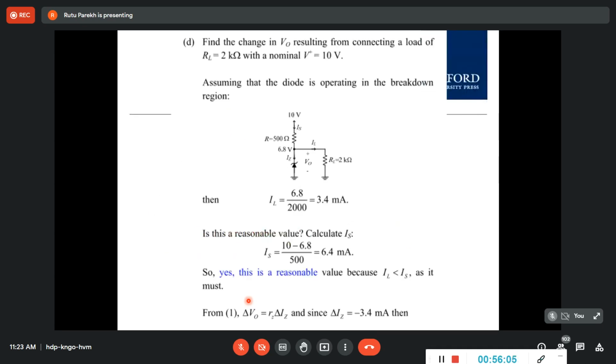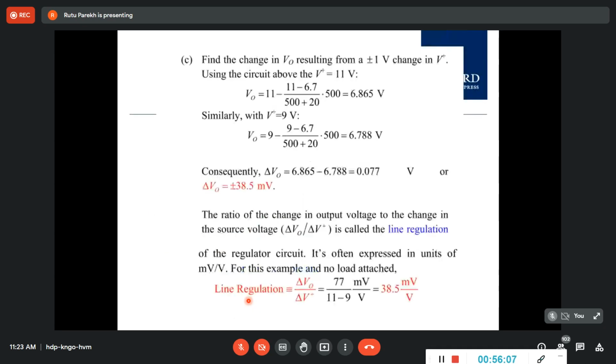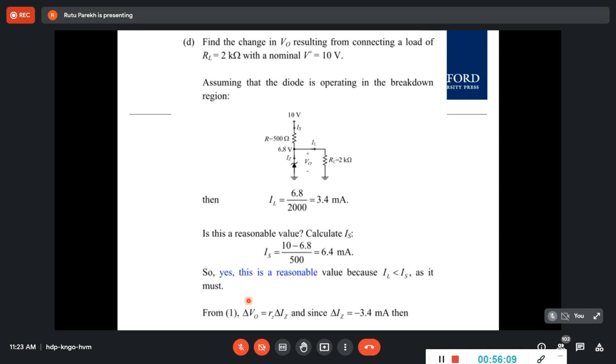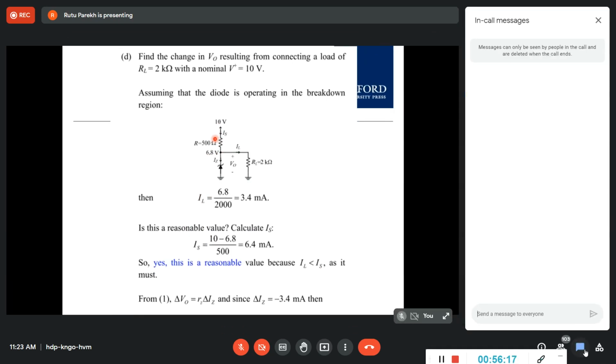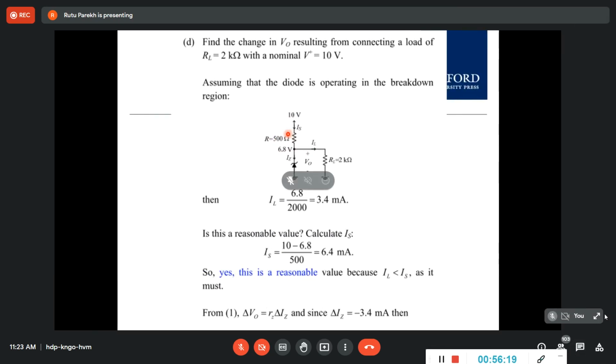So here IL, first of all. Now another thing, just think of that LED example.